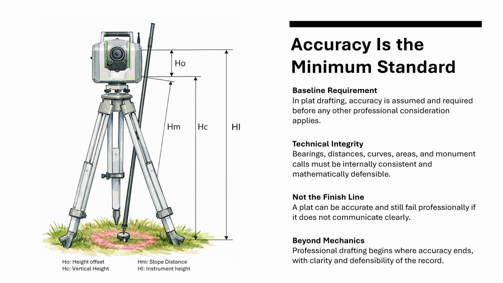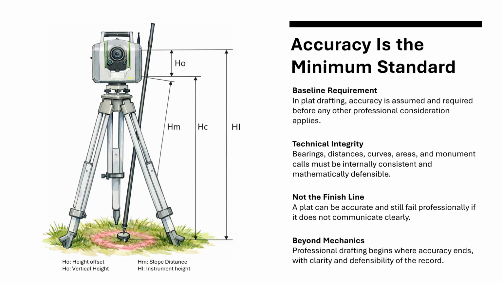Students often assume accuracy is something you aim for, improve towards, or demonstrate selectively. In platting, accuracy is assumed. It is the minimum condition required for conversation to continue at any level. Everything else, clarity, professionalism, defensibility, rests on that foundation. Only after accuracy is satisfied does the work move into truly professional territory. Accuracy in plat drafting is not a goal, it's a baseline.